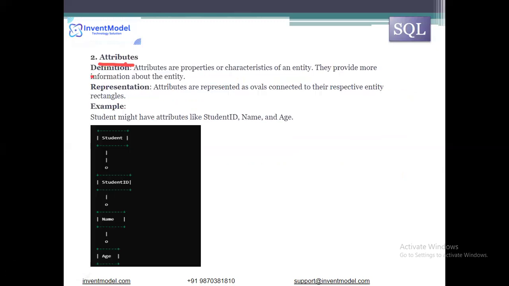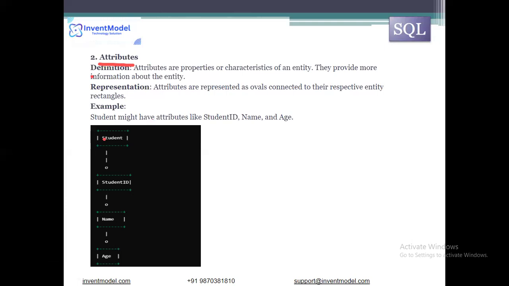And attributes are the characteristics of a student, like student ID, the course, student name, and other things. These are the attributes of students. So the definition is: attributes are properties or characteristics of an entity. They provide more information about the entity. Representation: attributes are represented as ovals connected to their respective entity rectangles.